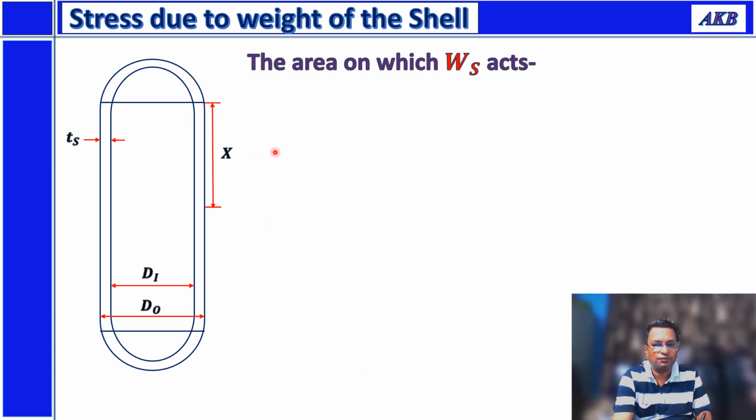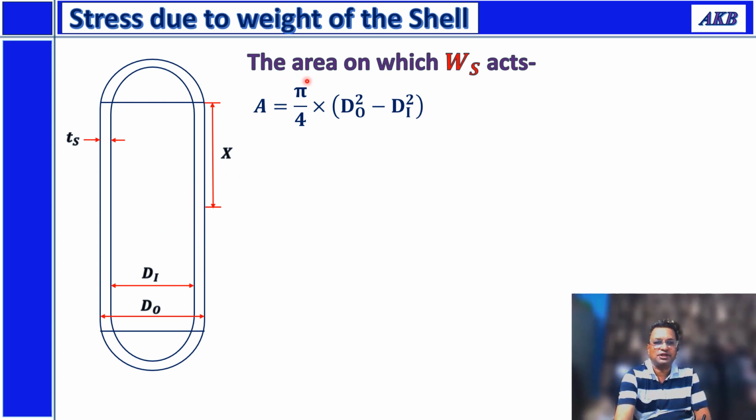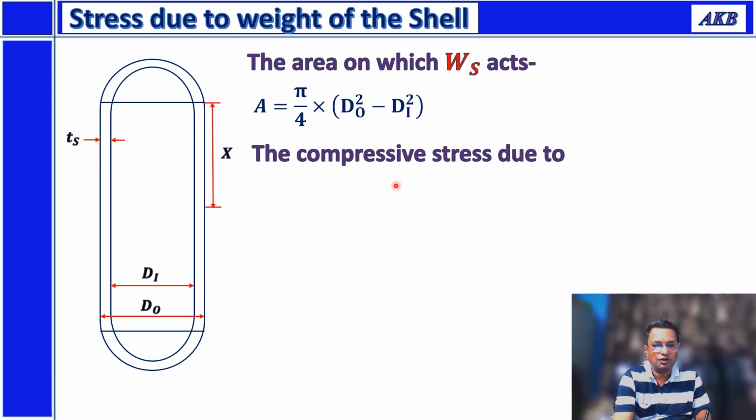Now the weight that we got previously will be acting on the area given by A is equal to pi by 4 into dO square minus di square. In other words, the area on which Ws acts is A is equal to pi by 4 into dO square minus di square. Then the compressive stress due to Ws acting on A will be given as FCS, compressive stress due to shell weight, is equal to Ws upon A.